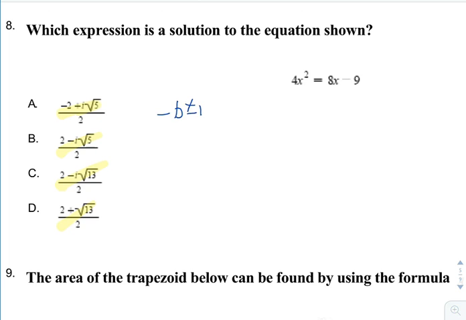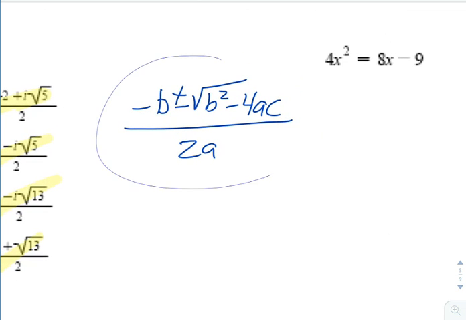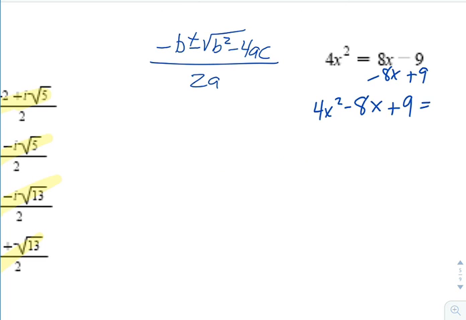Negative b plus or minus square root of b squared minus 4ac, all over 2a. You got to have this memorized. This will not be on any formula sheet. You got to know it. If you don't know it now, well, know it then. So first thing you need to do is get this equal to 0 before you use the formula. So I'm going to subtract over the 8x, add over the 9. So we have 4x squared minus 8x plus 9 equals 0.